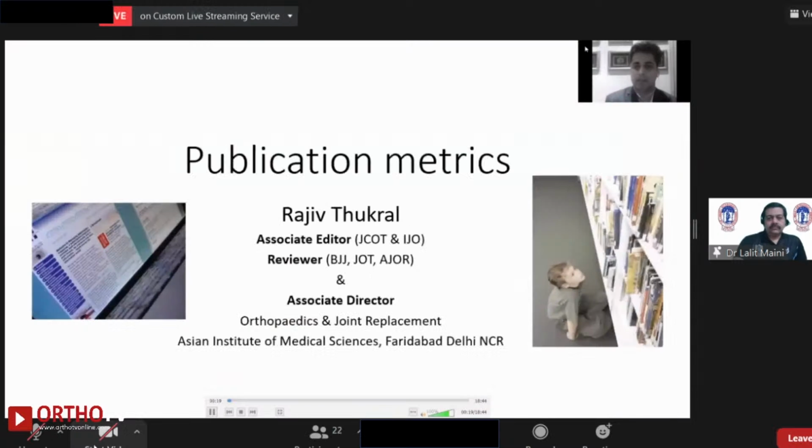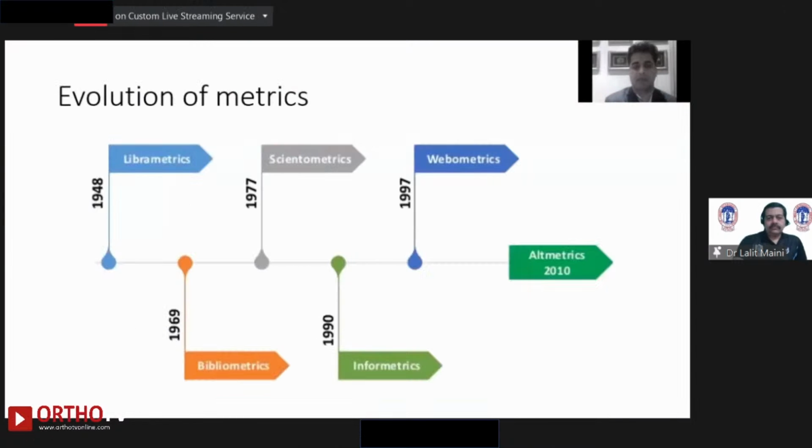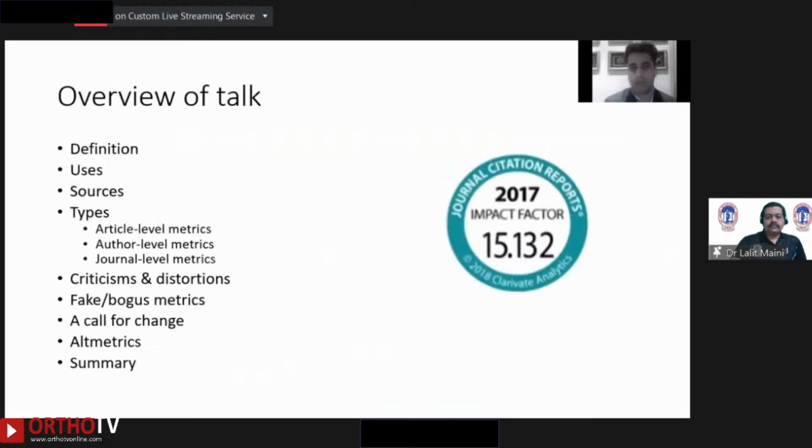So, metrics has evolved over time. Metrics basically means measuring, right? It's evolved from measuring data regarding books, which is library-metrics, or books in general, which is bibliometrics, to scientific books and literature, which is scientometrics, to informetrics, to webometrics using the web, and finally we have reached this age of altmetrics, and I'll come to that when I talk about it.